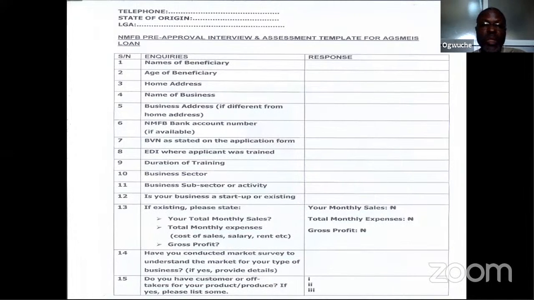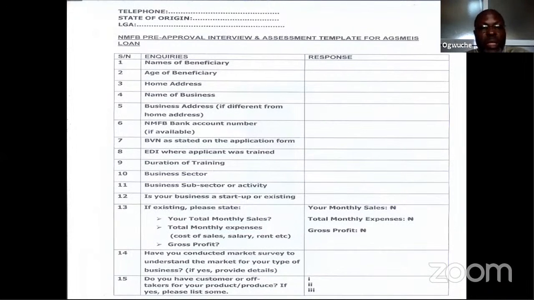The admits loan application form is one of those forms that you'll be given again to complete. And this particular one, the template you see on the screen now, is the second form you'll be expected to complete. It's also as straightforward as the previous ones, but let me explain one or two things that might need some clarification. It simply asks for your telephone number, state of origin, and LG. It's called the National Microfinance Bank pre-approval interview and assessment template for AGNI's loan. That is the name of the form which you are completing.